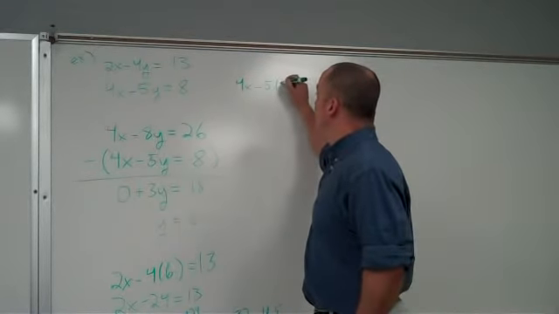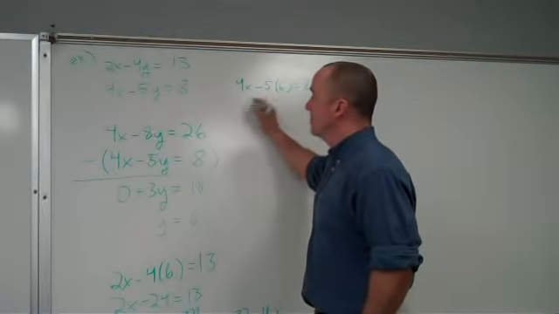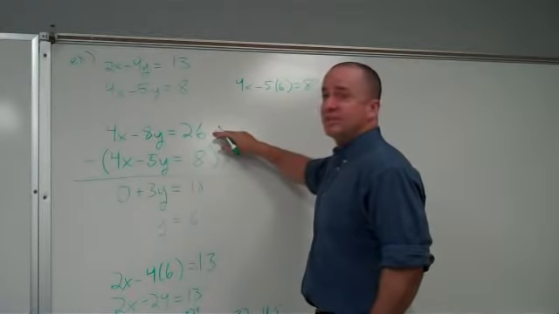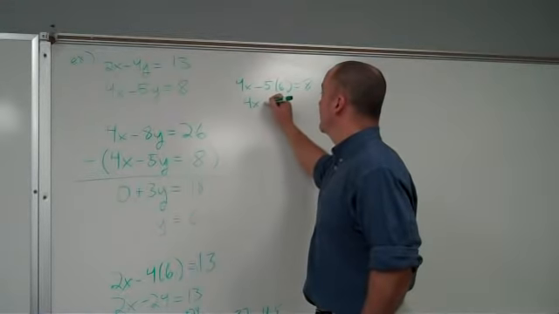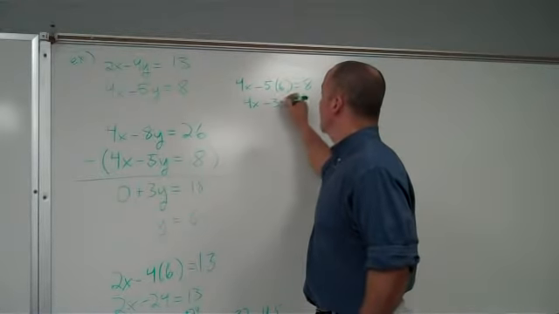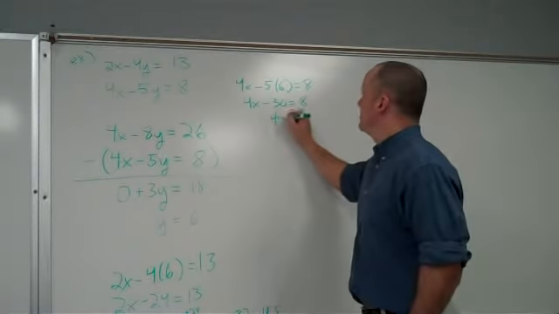4x minus 5 times 6 equals 8. No, that's not what I meant. You mean this one down here? You better get the same thing still. Try each of them. It should not matter if you've done everything correctly. Except, am I getting something different here? Yes. Then there must be a mistake somewhere.